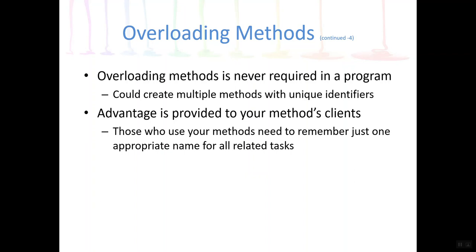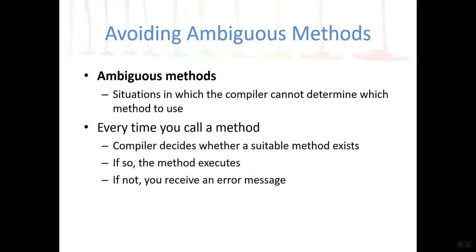So overloading methods is often convenient. We don't have to come up with verbose names like print bill with adjusted balance versus print bill. We can just have multiple versions of print bill and distinguish them with their various parameter lists.